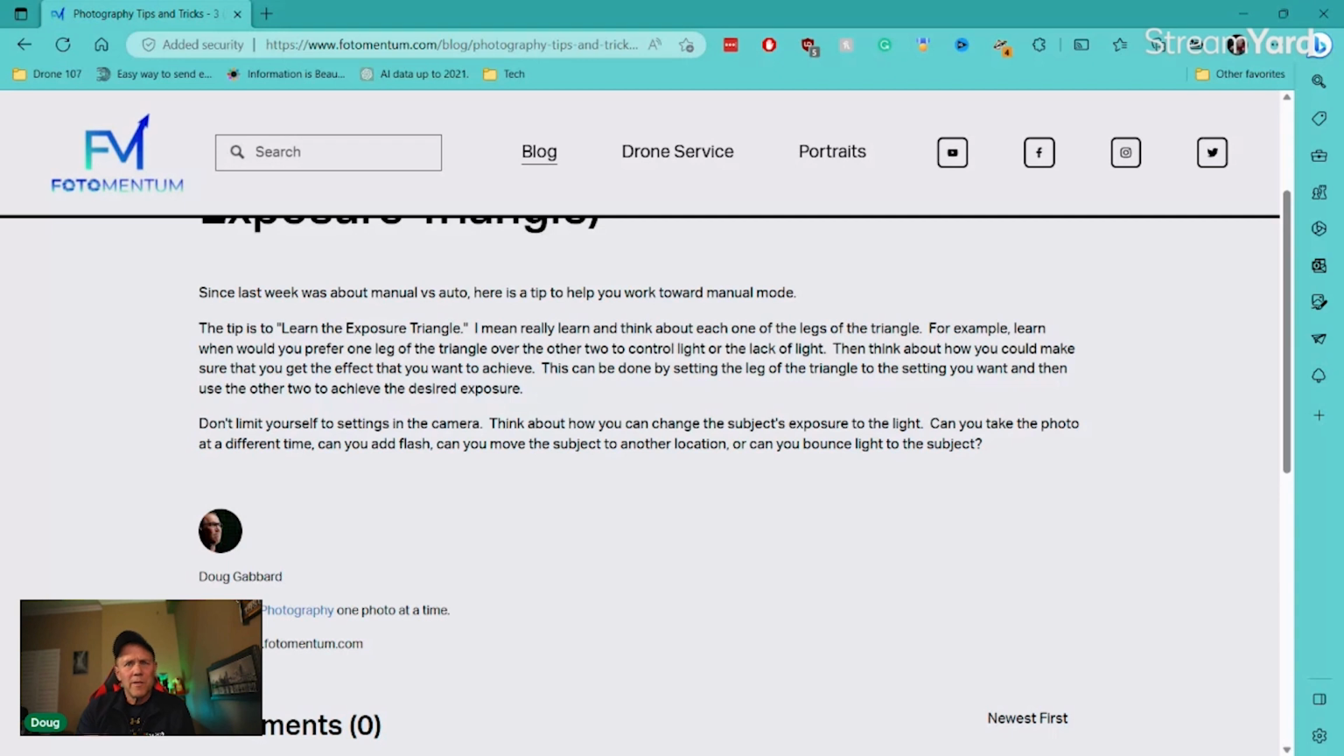So as I said in the previous week, if you didn't check it out, once you play with this and you're learning, put it back in automatic. So that's a repeat of tip number 2, but tip number 3 is learn that exposure triangle.